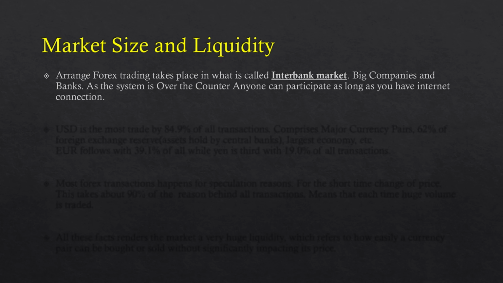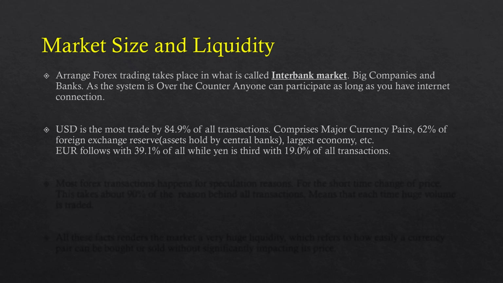Most of the trading that happens in Forex is at the interbank level, and it is termed the interbank market. Big companies and banks are the ones to participate at this level. However, this doesn't stop others from participating. As the system is over the counter, anyone with an internet connection can participate. This creates different classes of Forex participants that we'll see in a future video.